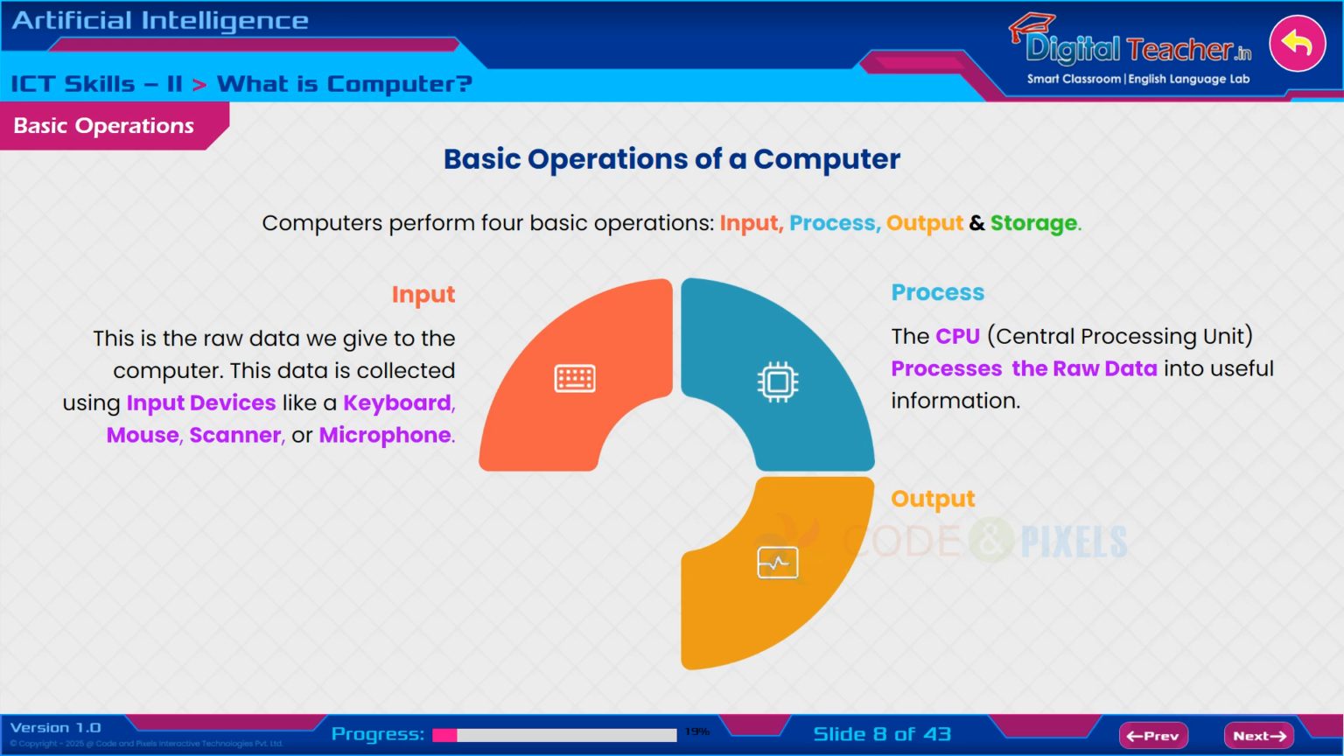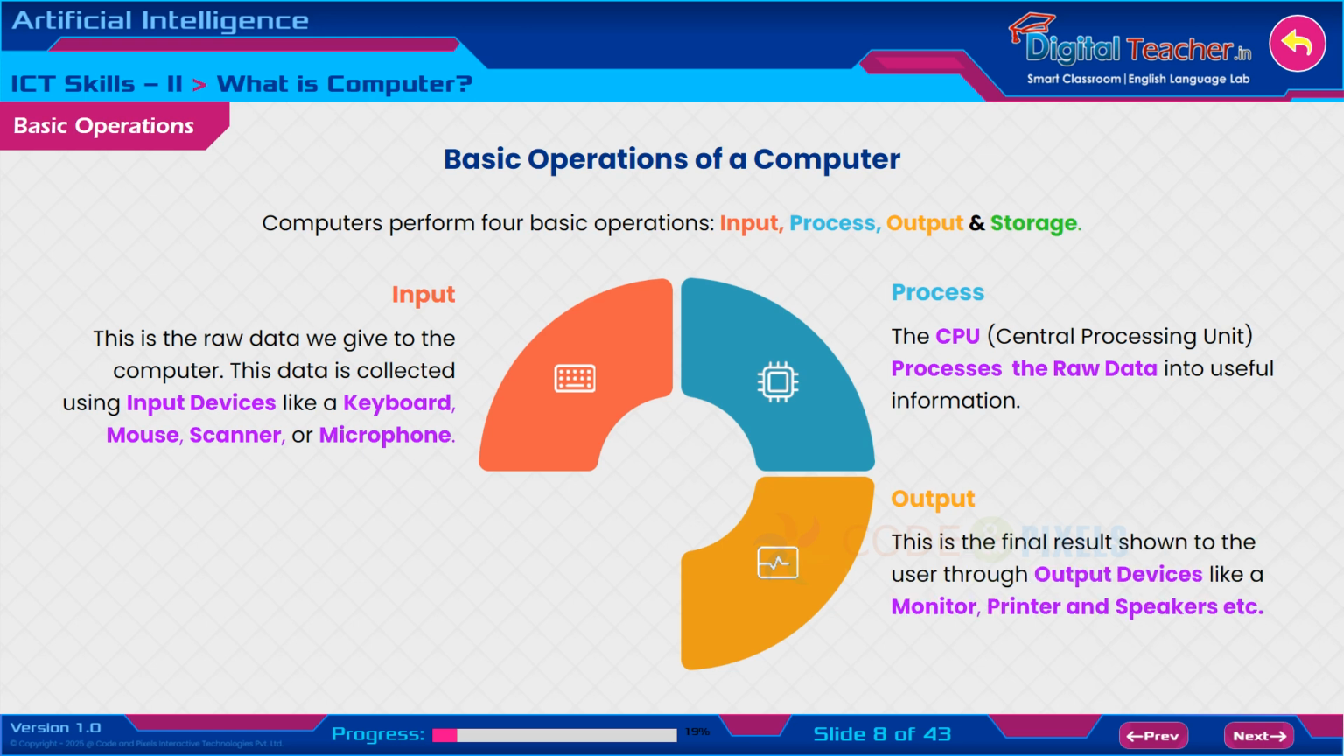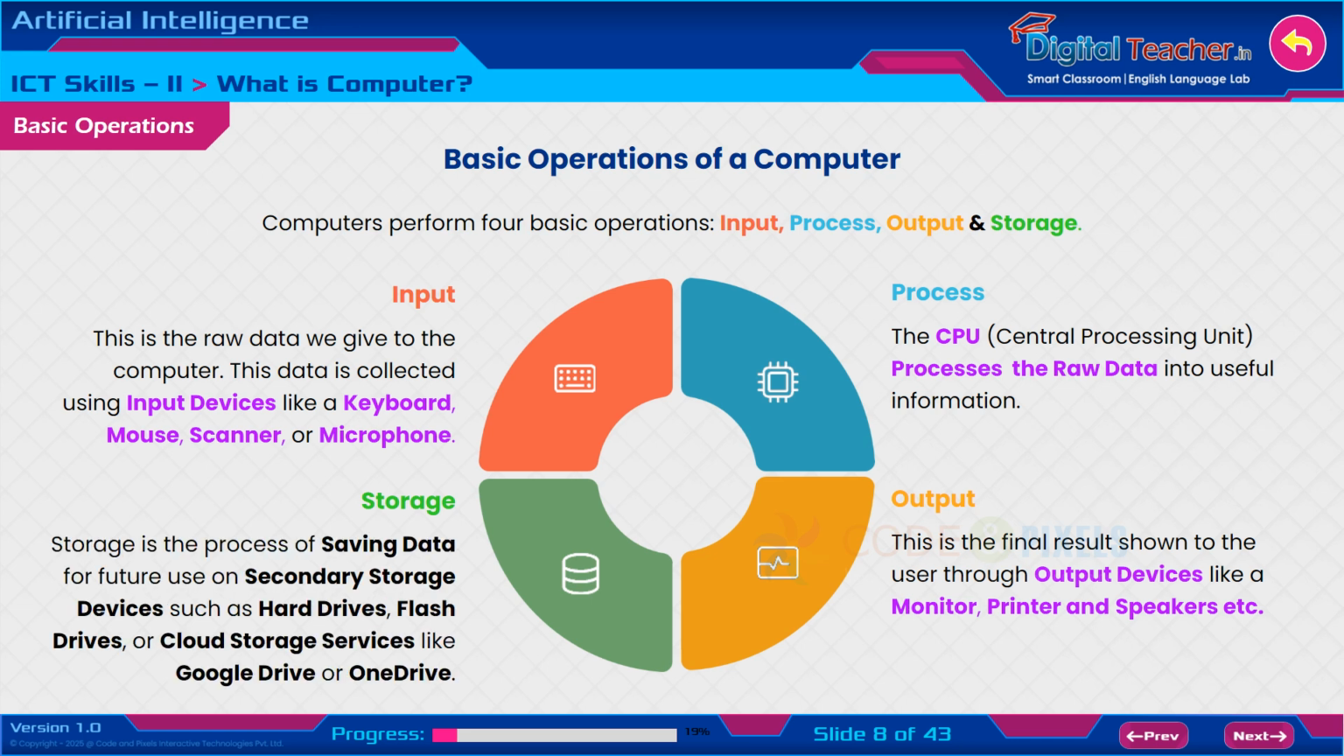Output. This is the final result shown to the user through output devices like a monitor, printer, and speakers, etc. Storage. Storage is the process of saving data for future use on secondary storage devices such as hard drives, flash drives, or cloud storage services like Google Drive or OneDrive.